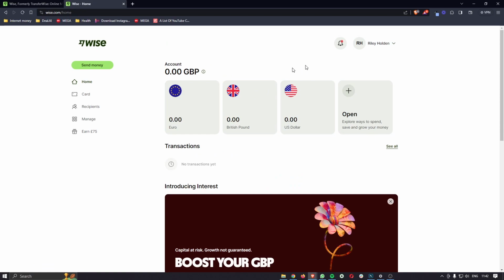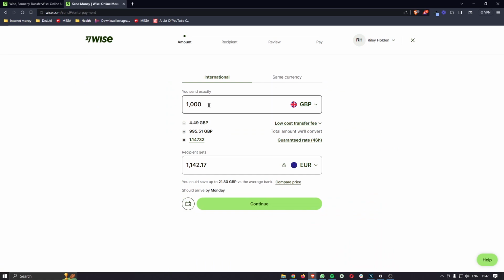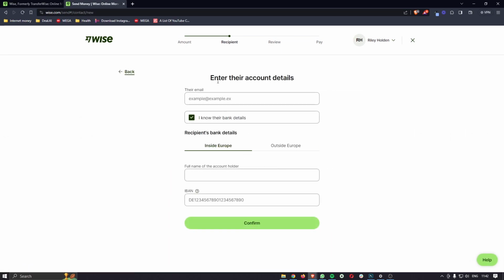You can send money extremely easily as well by clicking on Send Money up here, selecting the currency that you would like to send money from, selecting the currency that your recipient wants to receive money in, and then we can just go through, enter in their bank information right here, and then you will be able to go through and send your money through Wise.